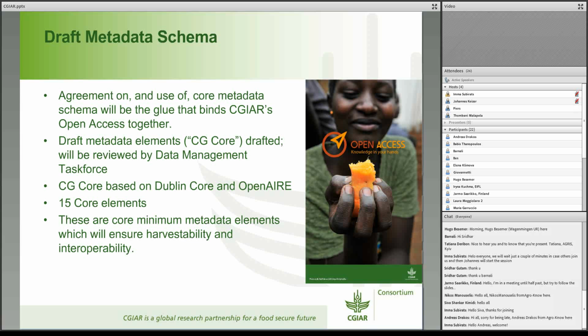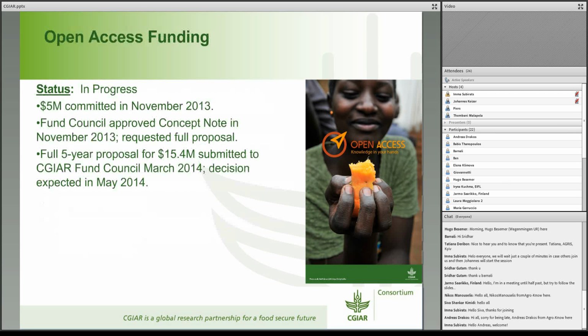Let me talk a bit about funding. As I mentioned, we have one donor who has already committed $5 million to support this effort over the next 3 years. And then the CGIAR Fund Council, as I mentioned, has requested a full proposal which would include that $5 million, but for more. And that proposal for 5 years is for $15.4 million. And we are hoping to hear some good news May 7th or May 8th.